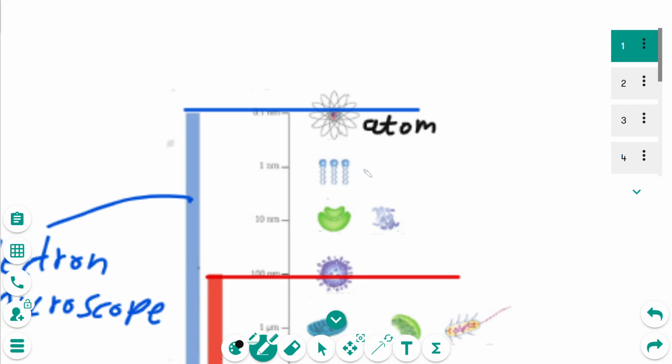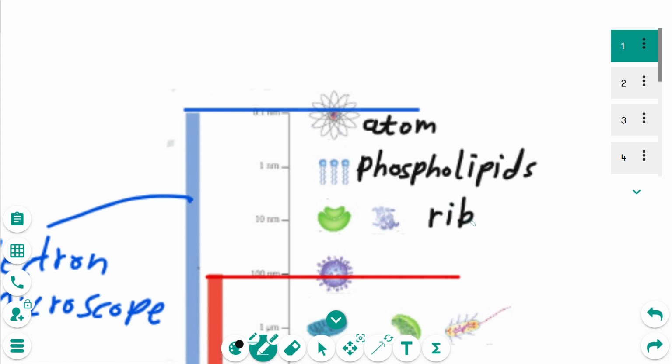Then we have phospholipids. These make up the cell membrane. We have a whole topic on the cell membrane later in module 2. And these are around 1 nanometer. Then we get to 10 nanometers and you start to see certain organelles and also molecules such as proteins. This organelle here is called a ribosome. And you can also see proteins.